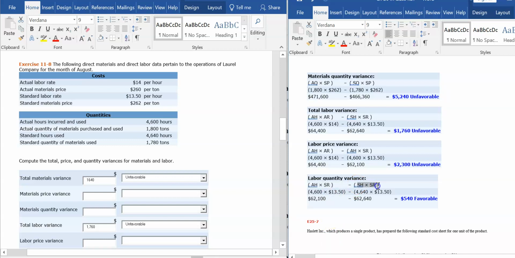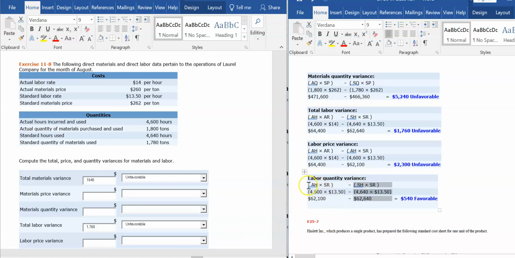The standard hours at the standard rate is our static budget. Standard hours of 46.40 at our standard labor rate of 13.50. Total static budget is 62,640. The difference between those two is $540, and it's favorable. It is favorable because our flex budget amount was less than the static budget.